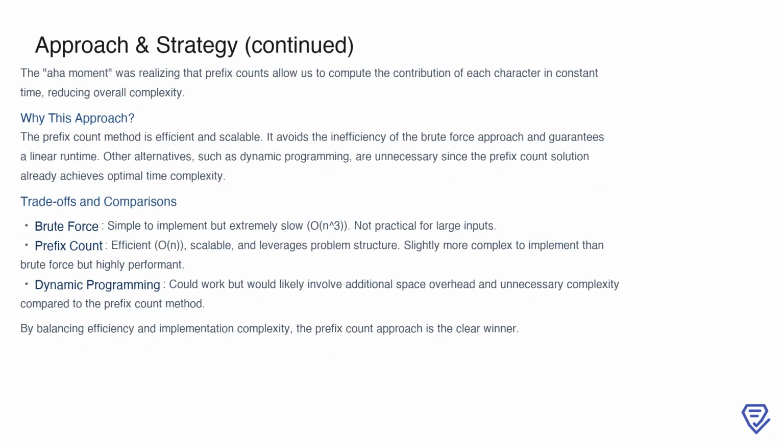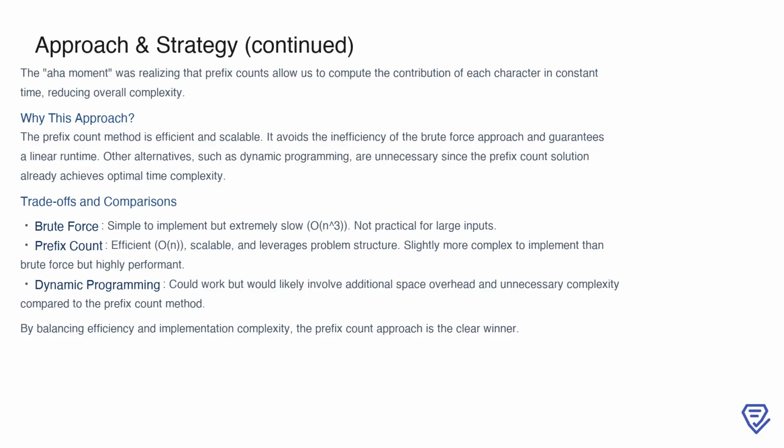The key insight that makes this approach so efficient is realizing that using prefix counts allows us to calculate the contribution of each character to the total number of valid triplets in constant time. This dramatically reduces the overall complexity of the problem. The prefix count method is not only efficient, with a linear runtime of O(n), but also straightforward to implement once the concept is clear. Other alternatives, like dynamic programming, were considered but deemed unnecessary since the prefix count approach already achieves optimal time complexity without introducing extra space overhead or unnecessary complexity.